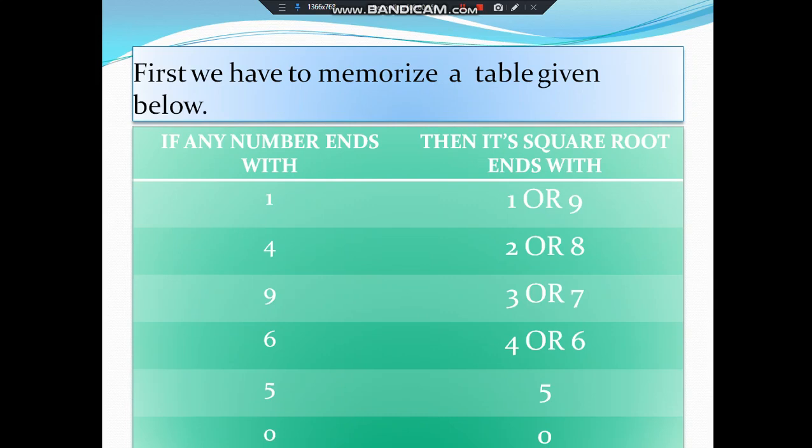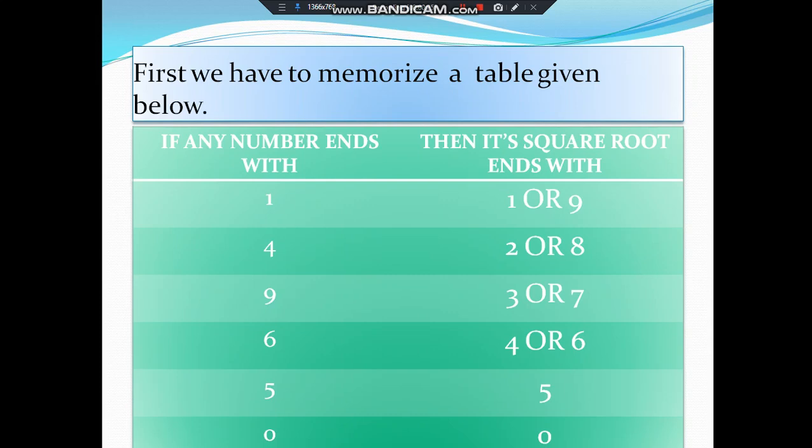This table shows if any number ends with 1, then its square root ends with 1 or 9. If any number ends with 4, then its square root ends with 2 or 8. If any number ends with 9, then its square root ends with 3 or 7.